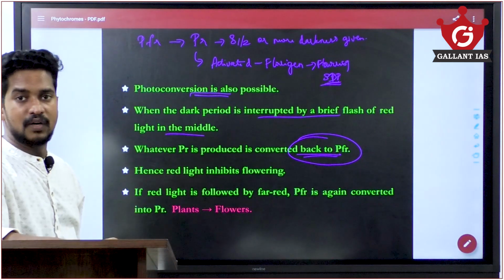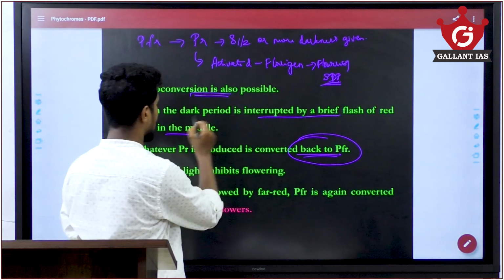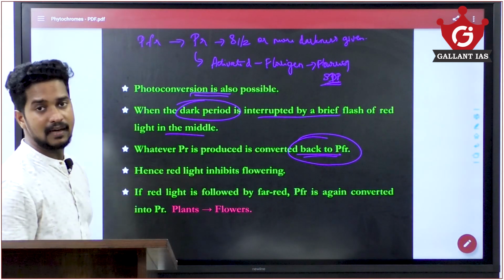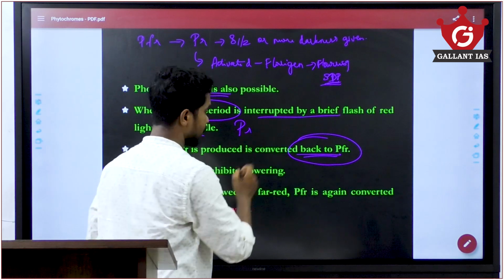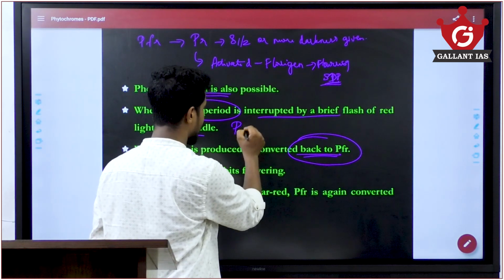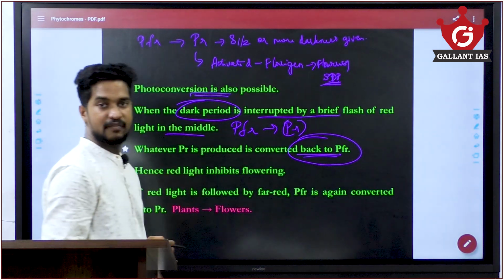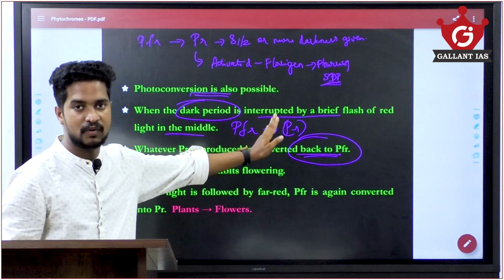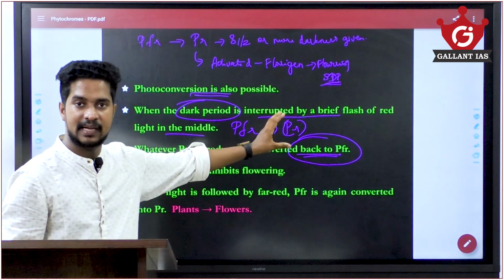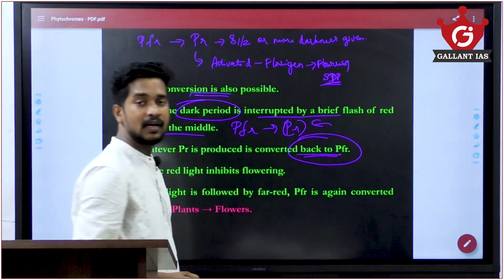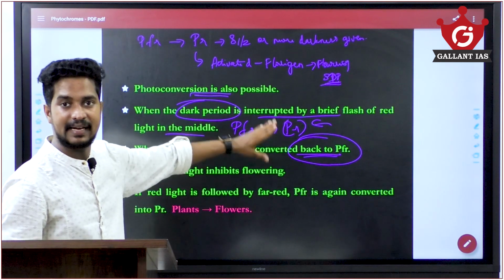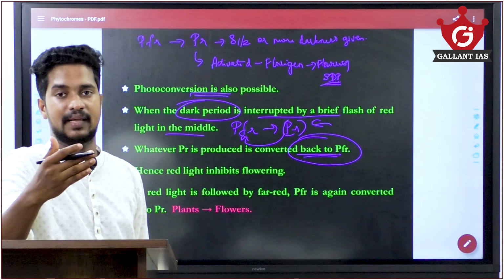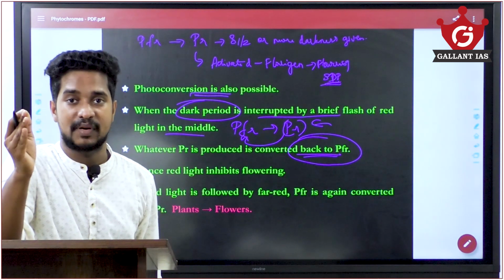Another thing is that during the dark period, PFR is converted to PR. During the night, or when there is darkness, whatever PFR is there is converted back to PR. During this darkness, a short splash of red light is given. This PR absorbs the red light and is converted back to PFR. So during the dark period, if a red splash of light is given, it again inhibits flowering. Why does this happen?